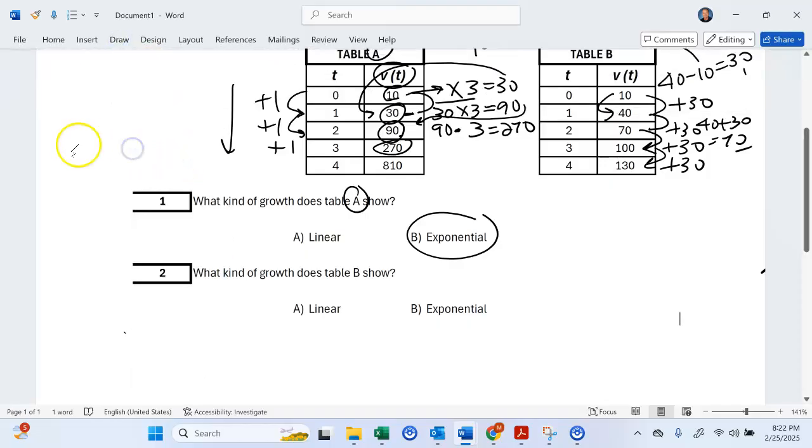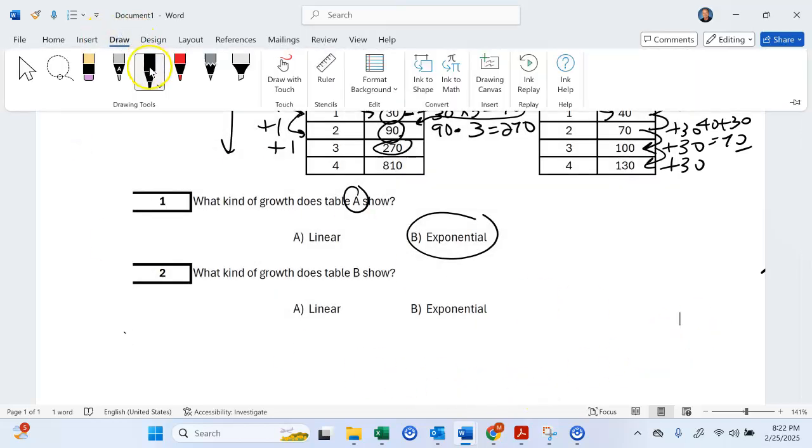See if this works. Are we working? Is our pen working? Pen's not working.